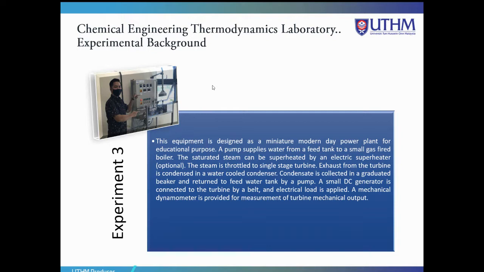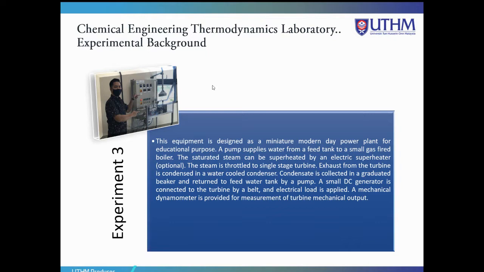Basically, for this experiment, the objective is to enable students to determine the efficiency of components in a steam power plant. The second objective is to enable the student to determine the heat transfer between condenser and cooling water. The third objective is to determine the steam efficiency and plant efficiency. The fourth and last objective of this experiment is to determine the power generated by the steam engine.